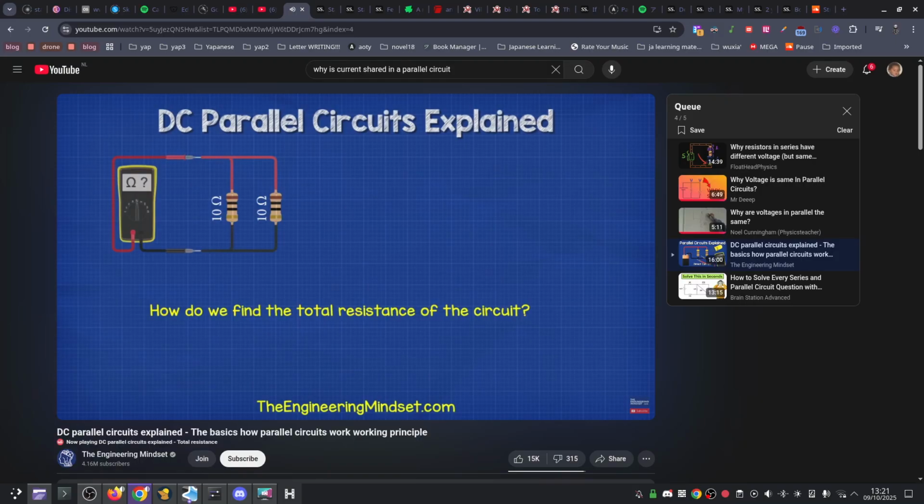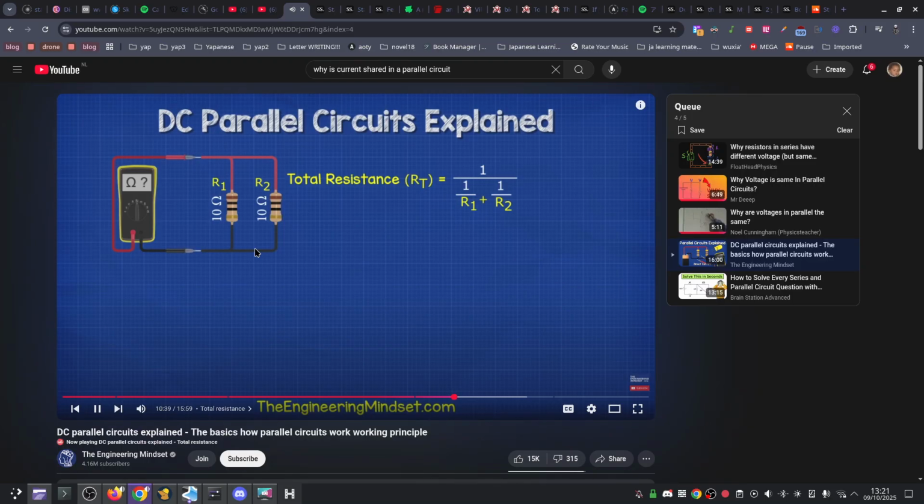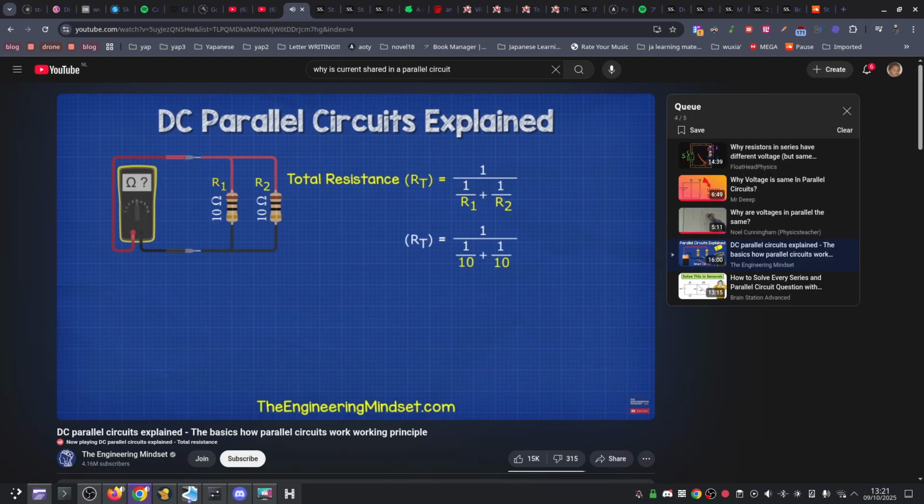Let's take this simple parallel circuit with 2 10 ohm resistors. How do we find the total resistance of the circuit? Well, we have to use that formula, which is RT, or resistance total, equals 1 divided by 1 divided by R1 plus 1 divided by R2. So we then replace the R1 and the R2 values with our resistor 1 and our resistor 2 values. So we start at the bottom and we divide 1 by our 10 ohms for both, which gives us 0.1 plus 0.1. So we add the 2 decimals together to get 0.2. So then we just divide 1 by 0.2 to get 5 ohms of total resistance.